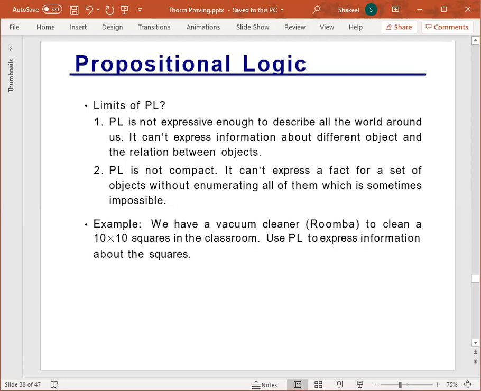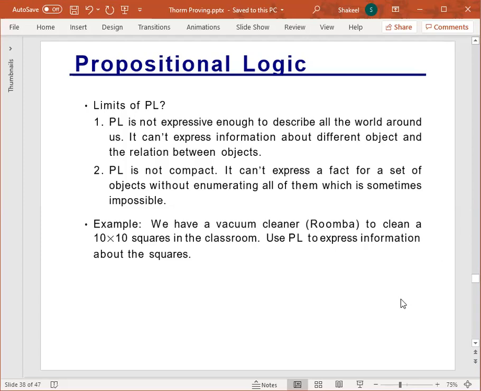In other words, if you want to express that there is a pit in all the rooms in the cave, we have to write that there is a pit in 1 1 or a pit in 1 2, etc., until a pit in 4 4. And you could imagine if you have 10 by 10 rooms in the cave, then we have to write 10 times 10, 100 symbols to represent that. So PL is not compact enough. It cannot express a fact about a set of objects without enumerating all of them, which is sometimes very tedious and sometimes impossible.